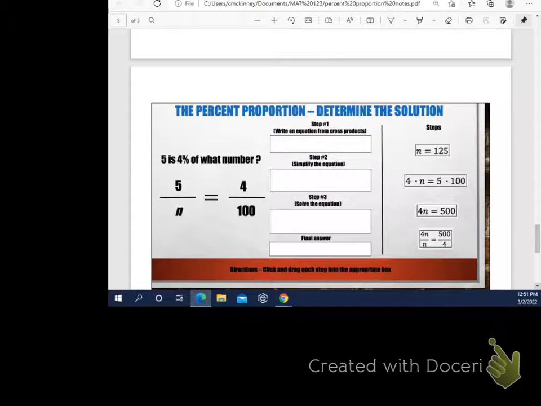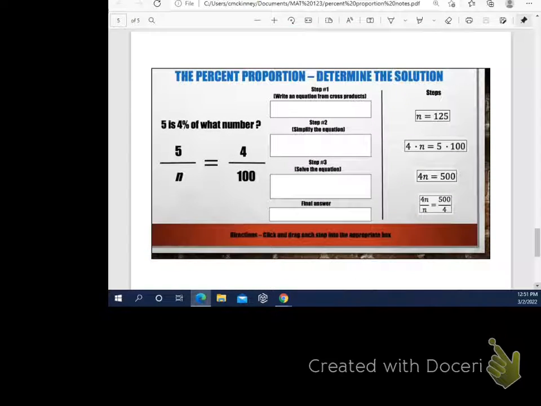And then once again, they've solved that for us at the right. When we cross multiply, we would have 4n is equal to 500. Then we would divide to get 125. Does the 125 this time, should it have a percent sign?